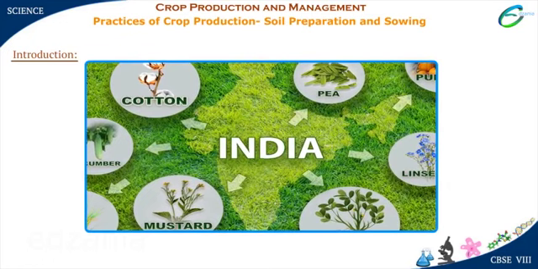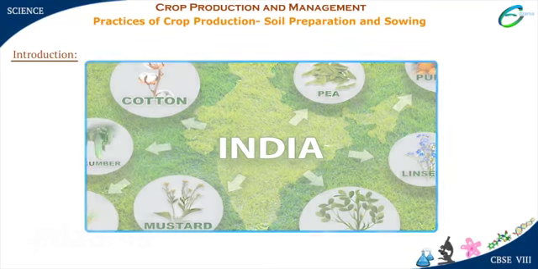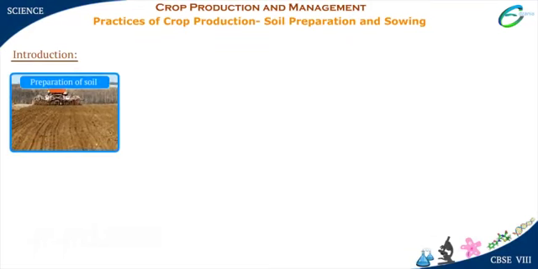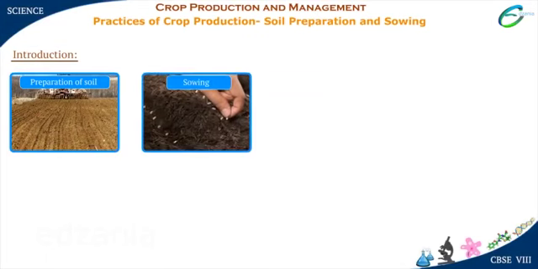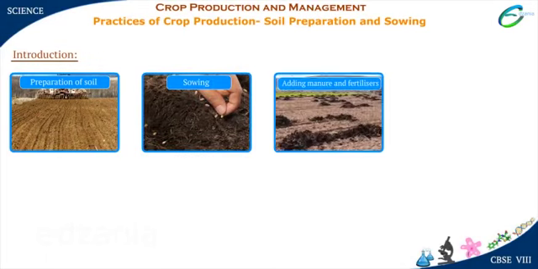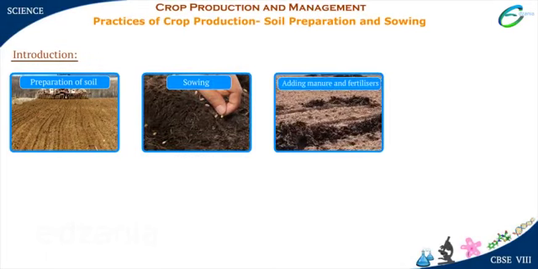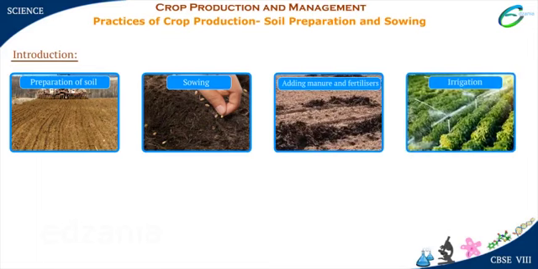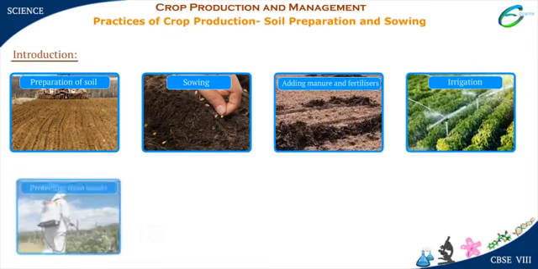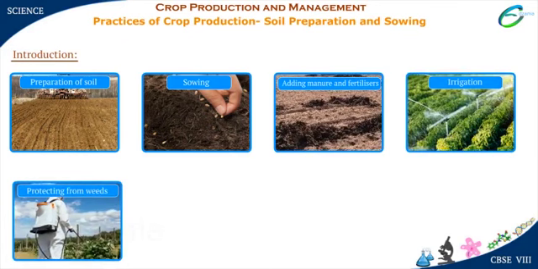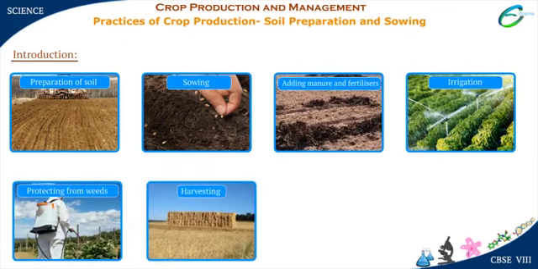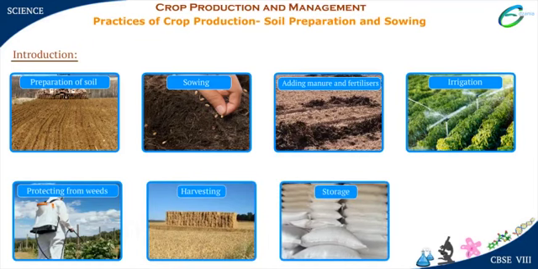However, there are various tasks involved in cultivating crops. These are preparation of soil, sowing, adding manure and fertilizers, irrigation, protecting from weeds, harvesting, storage. These tasks are called agricultural practices.